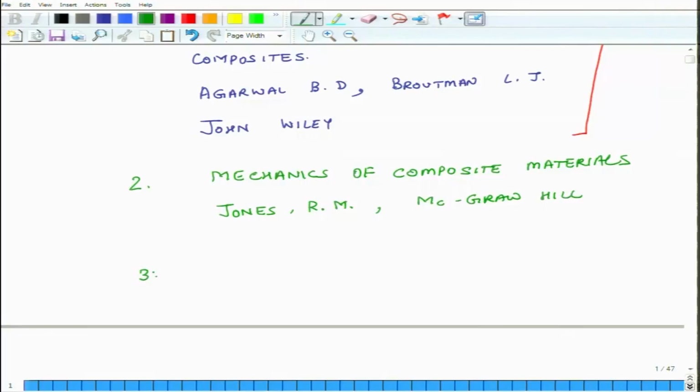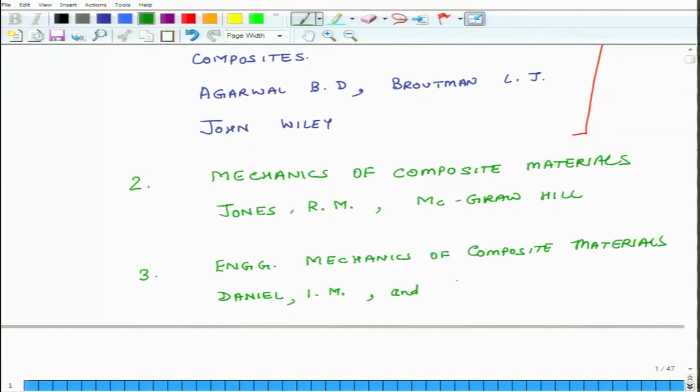The third book which I will also refer is Engineering Mechanics of Composite Materials, written by I. M. Daniel and O. Ishii, and printed by Oxford University Press. So, these are the texts, but you should at least try to get access to the first one. If you get access to others, great. So, that takes care of the books.